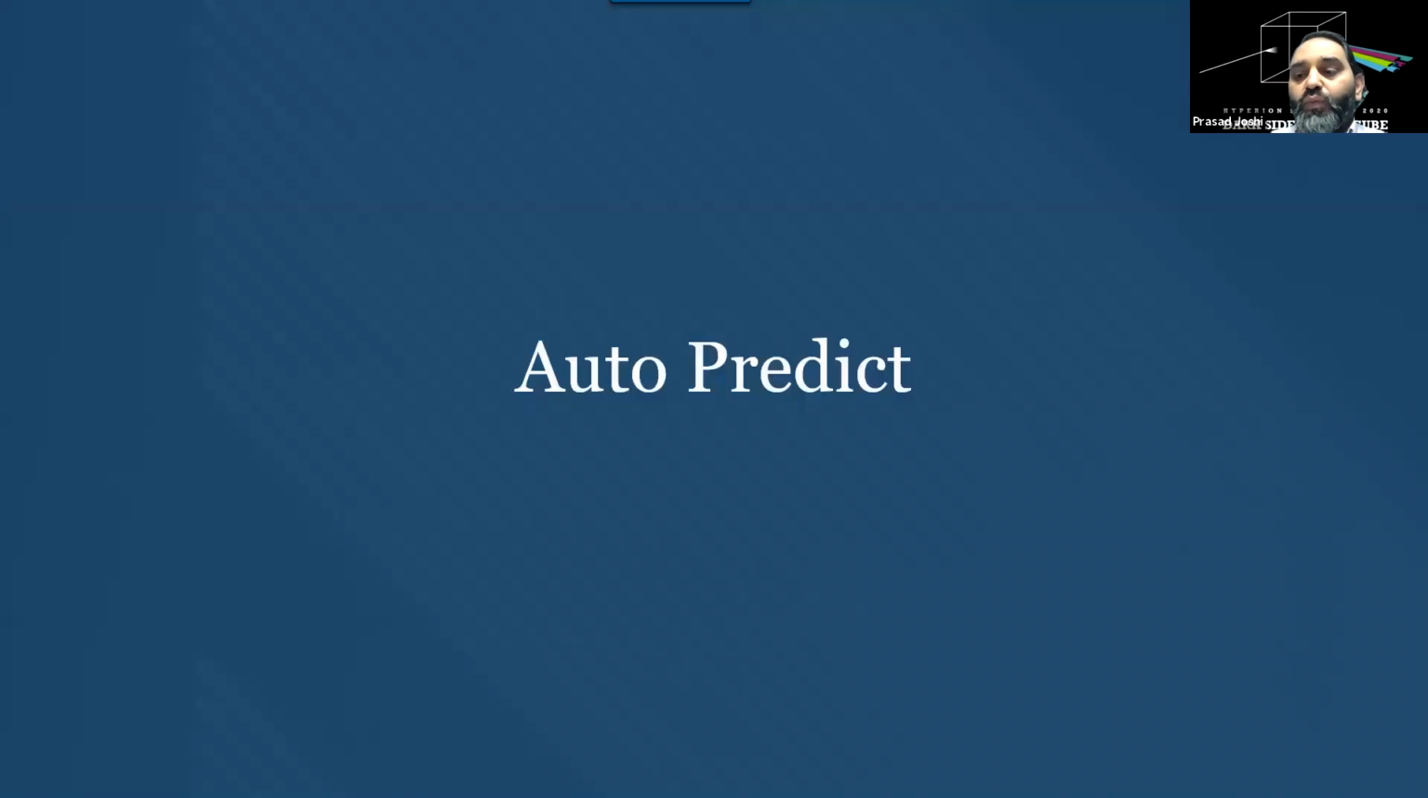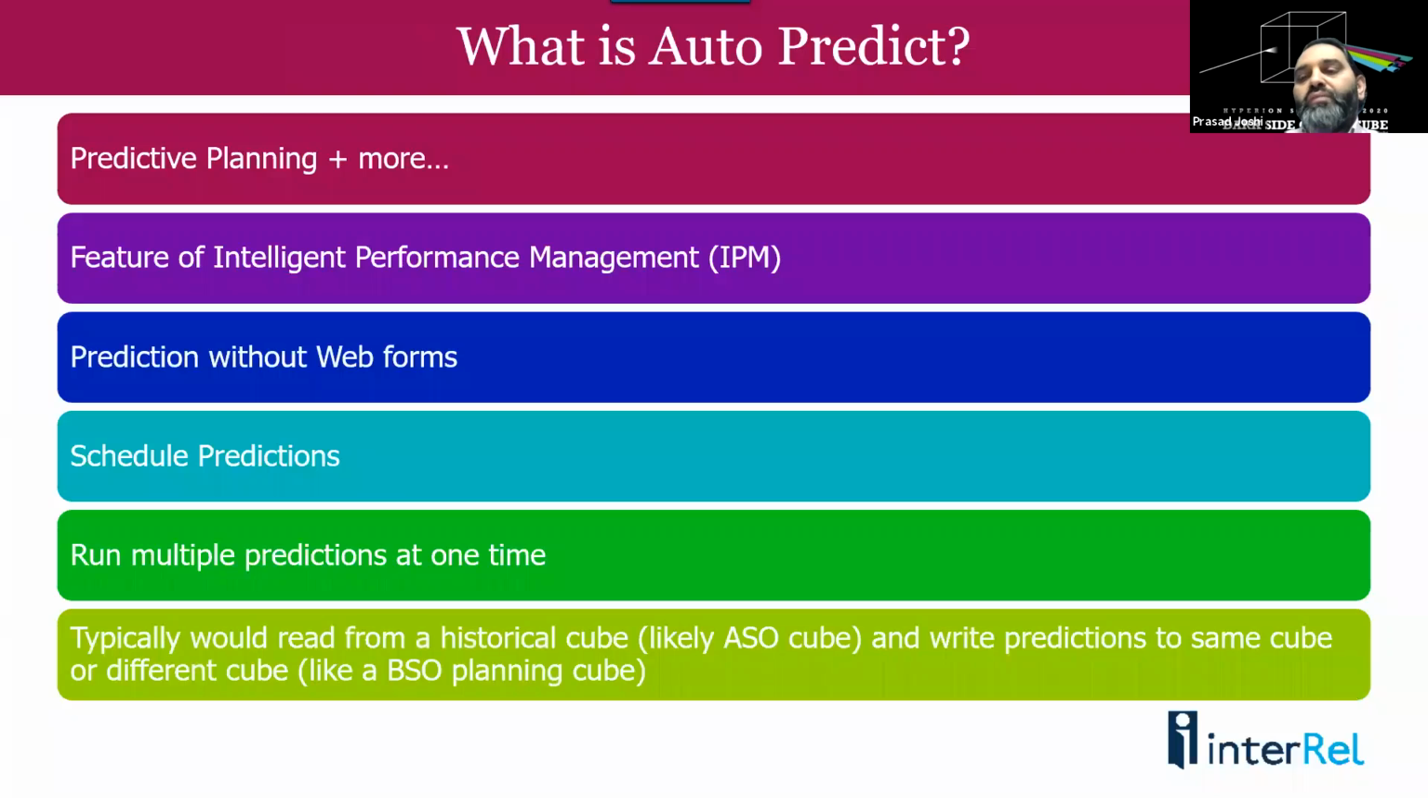Moving on to the next one, AutoPredict. AutoPredict was released recently. It's part of the Intelligent Performance Management suite. AutoPredict is pretty much everything that predictive planning is, plus more. So what are those more things? Whatever shortcomings we looked at in predictive planning, for example, running it through the grid, we don't need a grid to run AutoPredict.